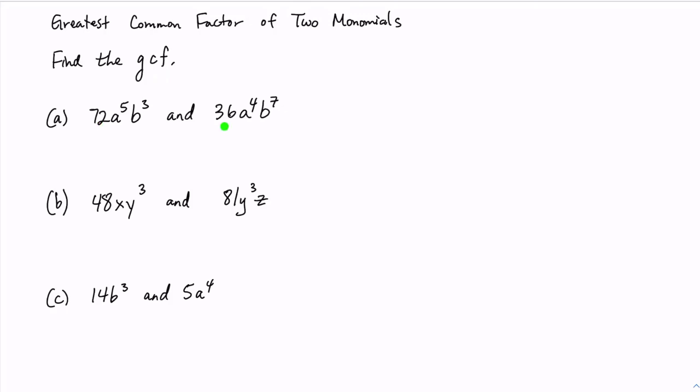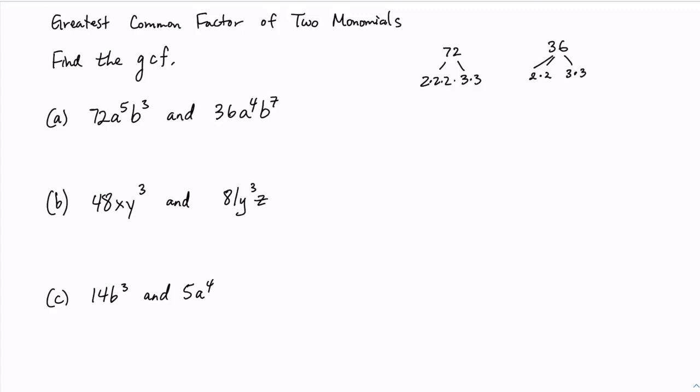So 72 and 36, our first approach is to find the greatest common factor of 72 and 36. So you may want to do some work off to the side. 72 is really what? 8 times 9. But what is 8 times 9? 2 times 2 times 2 is 8. And then times 9, which is 3 times 3. So there's 72. And then what's 36? What's the prime factorization of 36? That'll be 4 times 9. So what's 4 times 9? 2 times 2. And then times 9, which is 3 times 3.